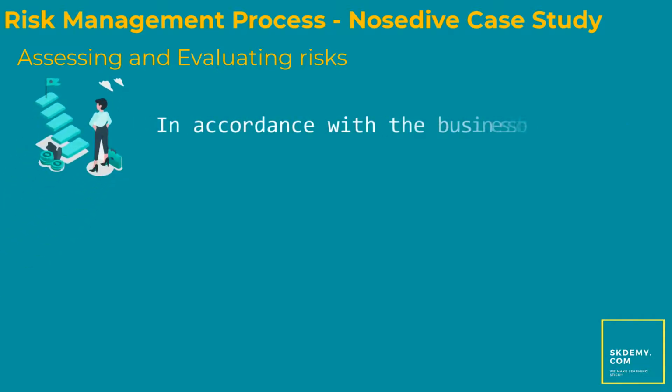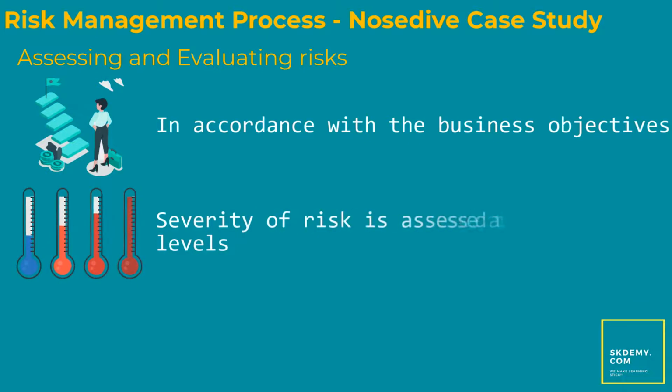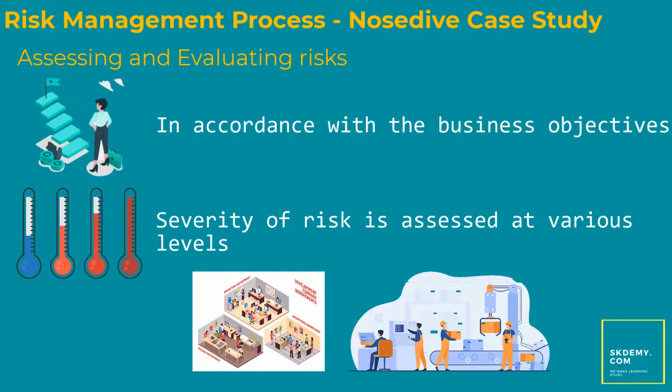In accordance with the business objectives it may affect, the severity of a risk is assessed at various levels. So some risk might be less severe at a lower level but become more severe at a higher level, or vice versa. For example, a risk at the level of a division or entity assessed to be more significant than at the level of an operating unit. At higher levels of the company, risks can affect reputation, brand name, and confidence. So they are seemingly more severe.